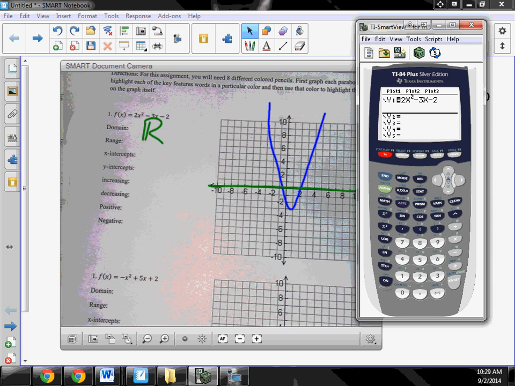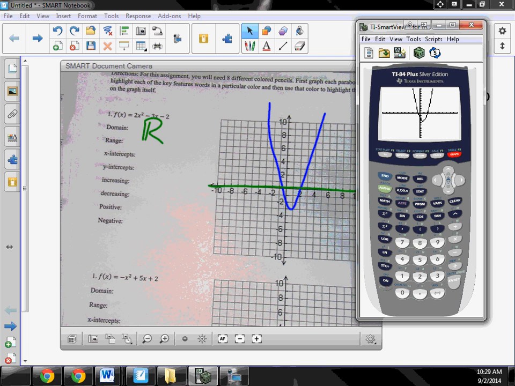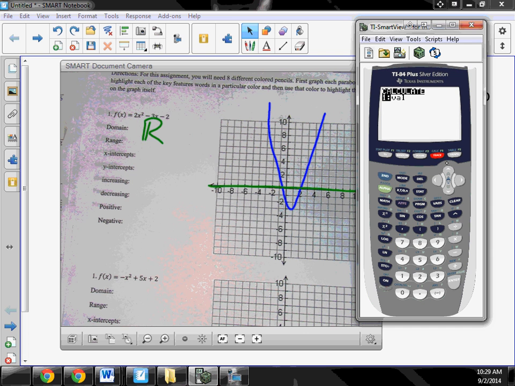Hang on. Okay, you can go in a minute. All right. Then I push graph. Okay. First, I need to know either the lowest point or the highest point. Does this have a minimum or a maximum? Minimum. So push second, calc. Number 3 is minimum.